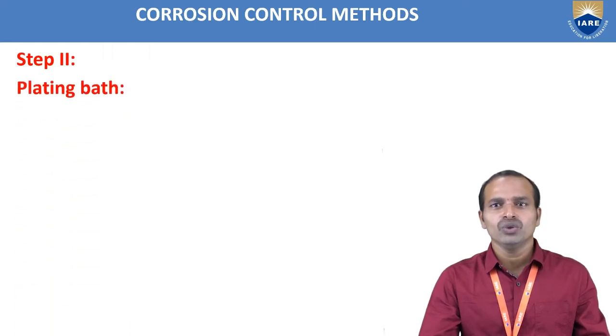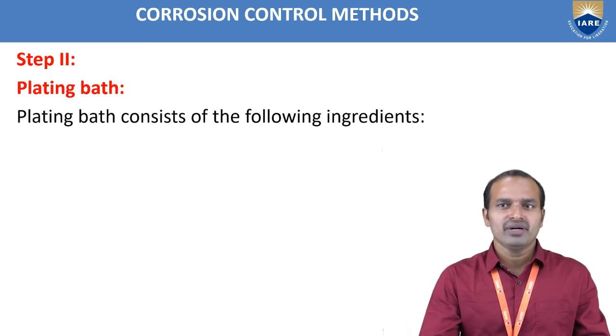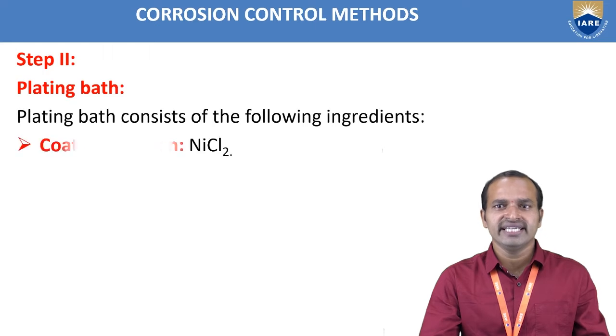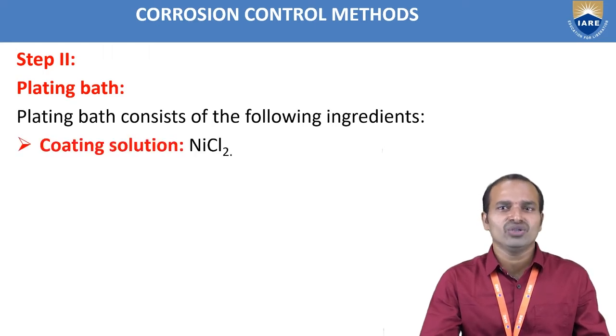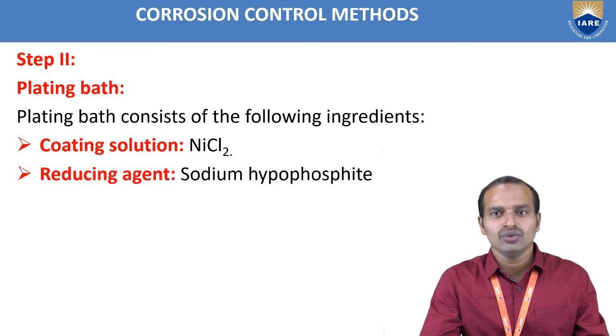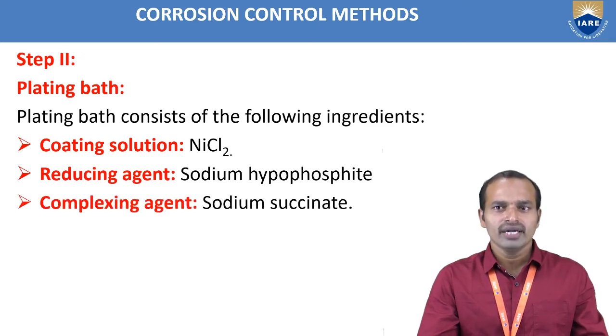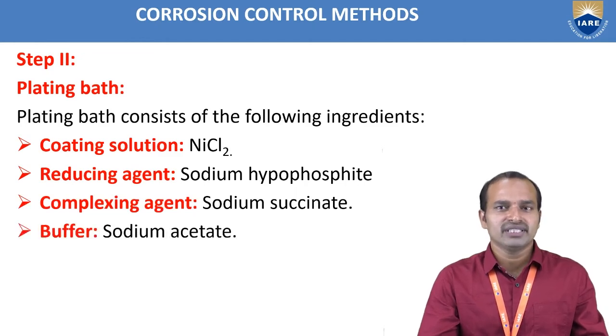Now, next, step 2: plating bath. The plating bath consists of the following ingredients. The coating solution, that means we are giving the electroless nickel coating, is nickel chloride NiCl2, the reducing agent is sodium hypophosphite, the complexing agent is sodium succinate, and the buffer is sodium acetate.